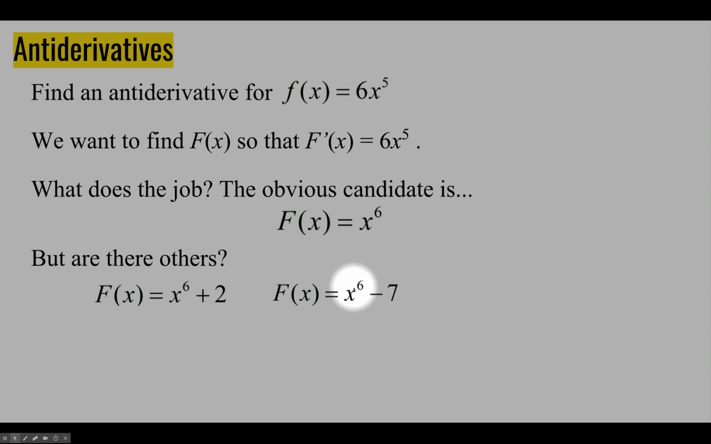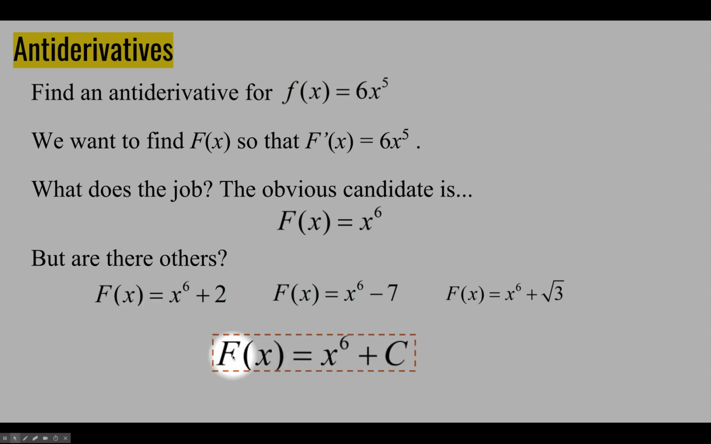So that one works. In fact, any constant, like the square root of 3, or pi, or e, can be added to the end of this x to the 6th, and the derivative of the resulting function will still be what we're looking for. So what this means is that capital F is not unique. There are many candidates for capital F. And so we have to think about how do we express that.